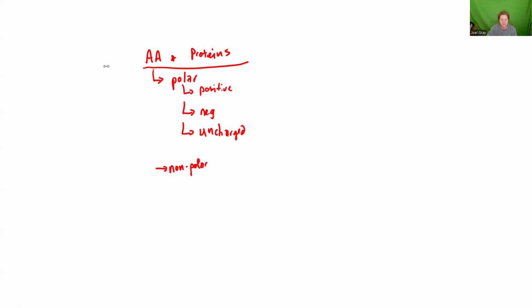Now, these are your major groups. One other grouping is your aromatic amino acids, the amino acids with rings. Those have a tendency to sometimes be categorized by themselves, but they can also fall into the groups of polar and nonpolar. So those are your most important groupings.